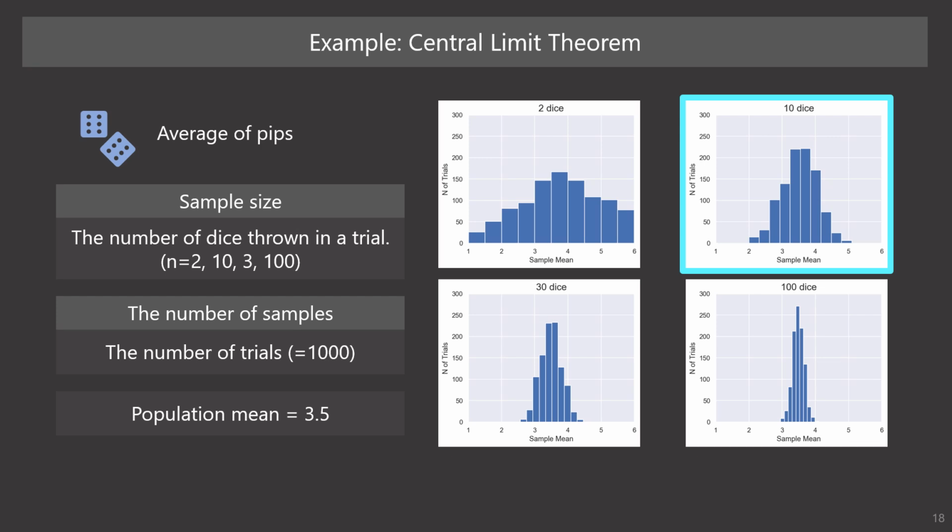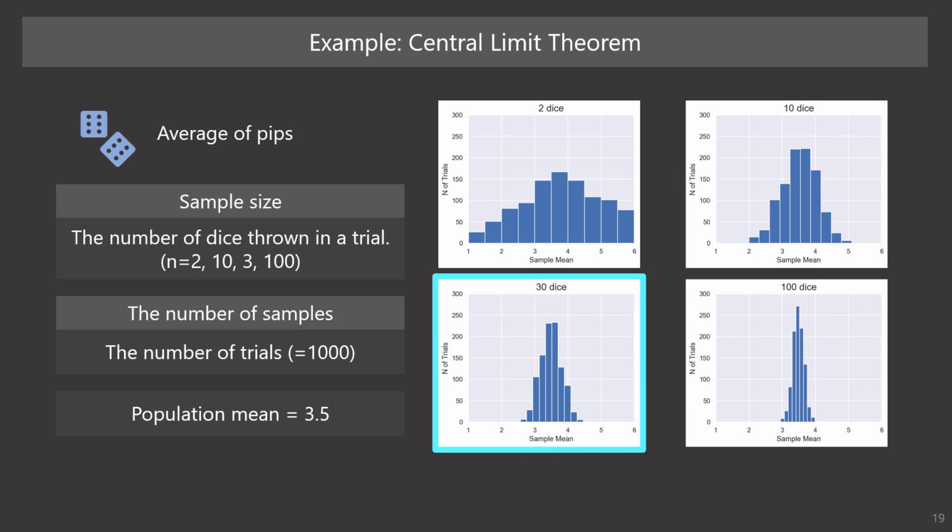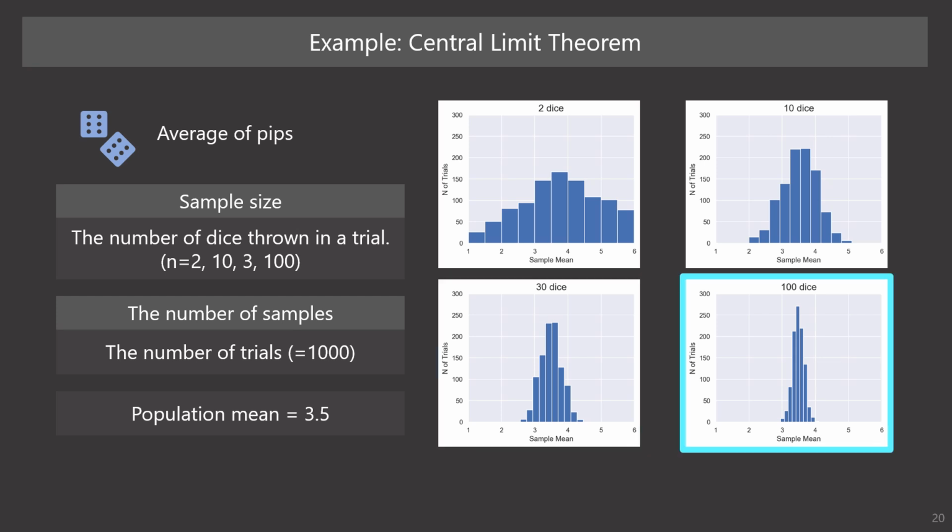The upper right histogram shows a case of 10 dice trial. The sample mean distribution approached a normal distribution and converged a bit to 3.5, the population mean. The lower left histogram shows a case of 30 dice trial. The sample mean distribution further converged. The lower right histogram shows a case of 100 dice trial. As we can see, as we increase the sample size, the sample mean distribution approaches a normal distribution and converges to the population mean.